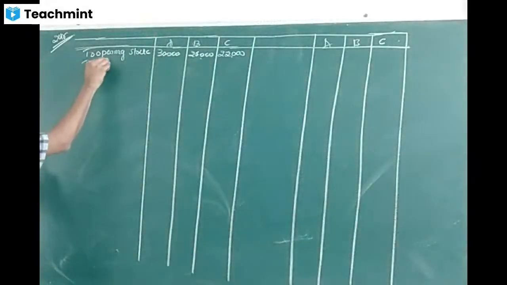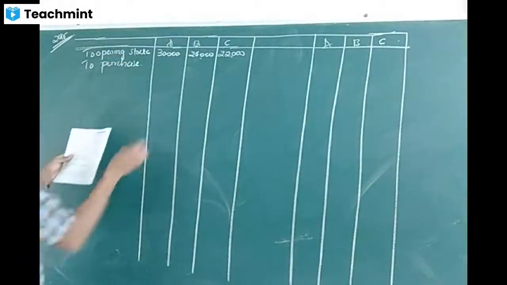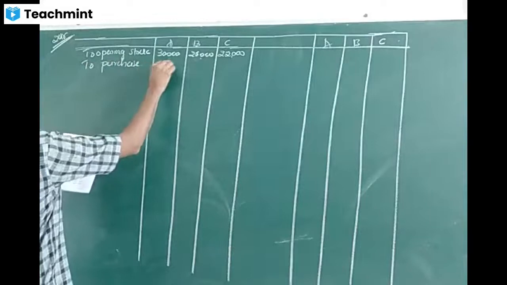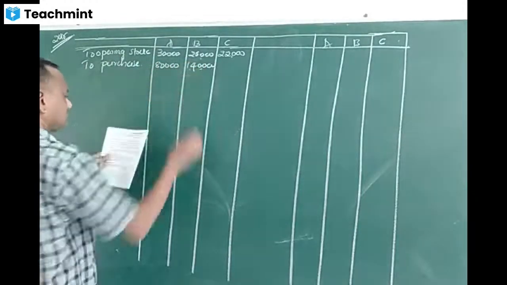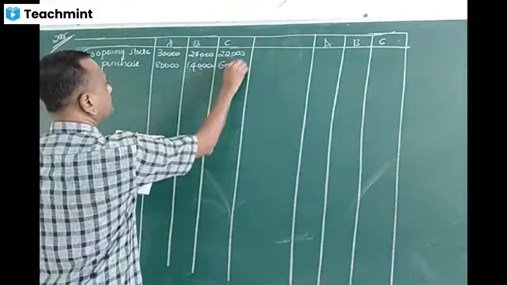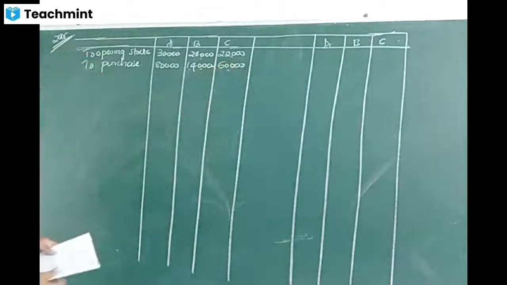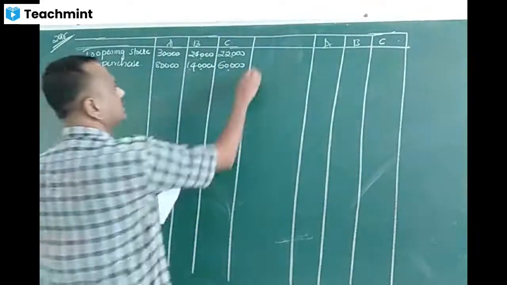Debit purchase. Purchase 80,000, 1,40,000 and 60,000. Next, sales.